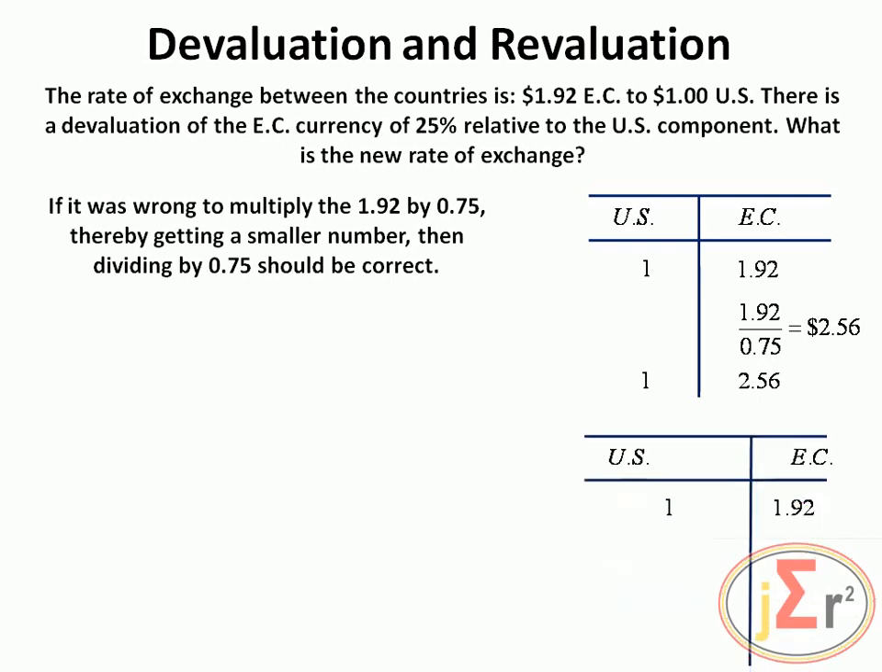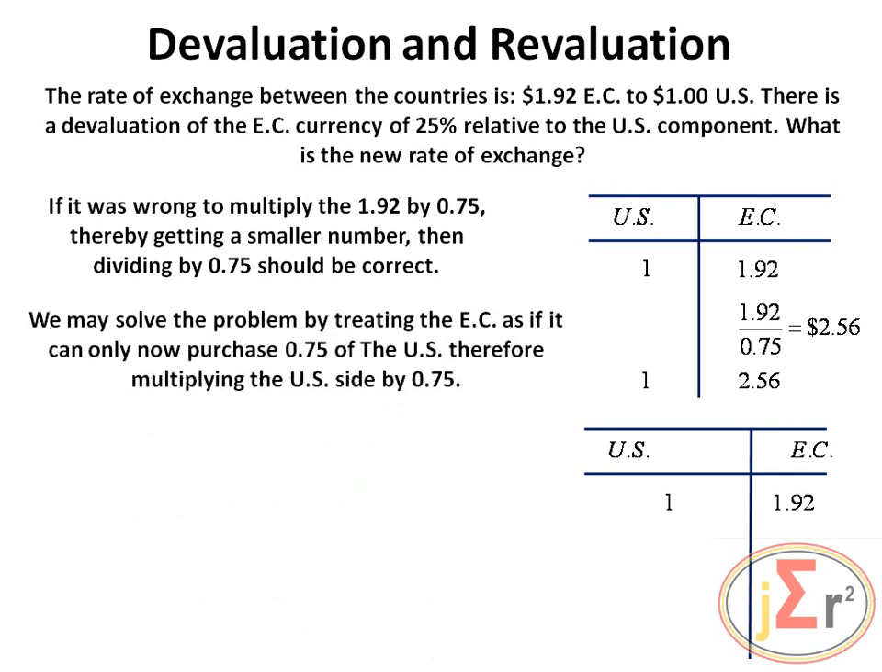Right. So we have divided by 0.75 and we get $2.56. Yes, that's a devaluation because it now takes more of the EC to purchase the US. We may solve the problem by treating the EC as if it can only now purchase 0.75 of the US. Therefore, multiplying the US side by 0.75. So that's another approach. So we can multiply this US side by 0.75.